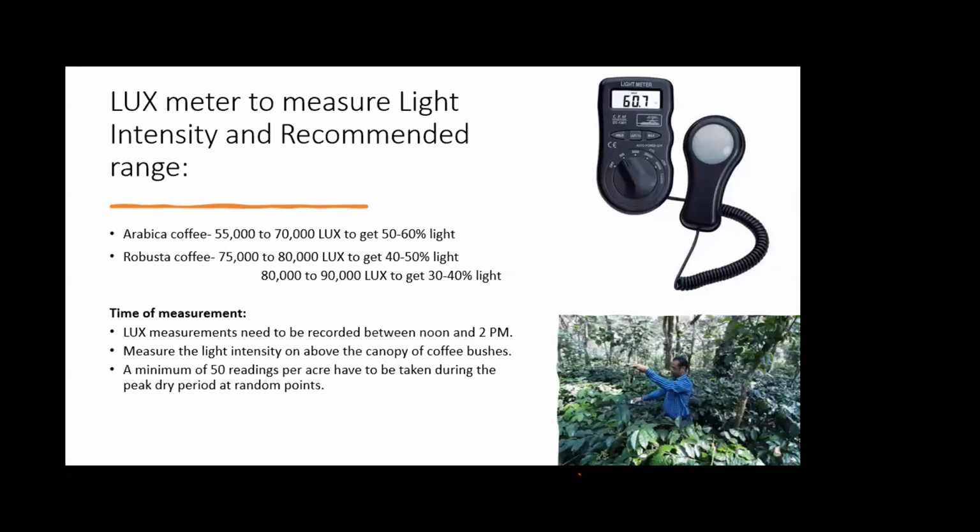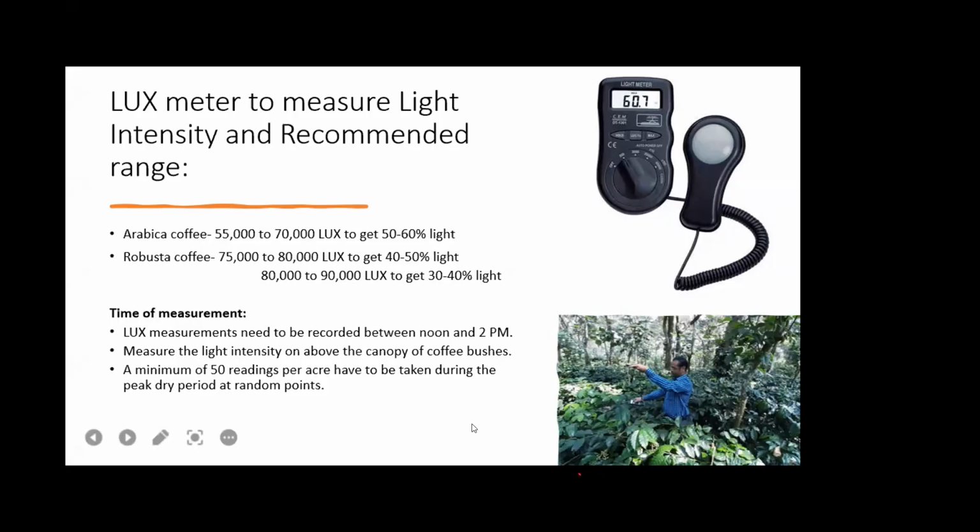So how to measure this light intensity? It is very economical, and you can get a lux meter on online portals also. The cost will be 1,000 to 2,000 rupees, or 1,000 to 5,000 rupees, so you can purchase this. It is very, very useful for measuring the light intensity in your estates. For Arabica, in order to achieve 50 to 60% shade, 55,000 to 70,000 lux should be there. In Robusta, for 40 to 50% shade, 75,000 to 80,000 lux should come. And to get 30 to 40% shade, the lux should be 80 to 90 thousand.